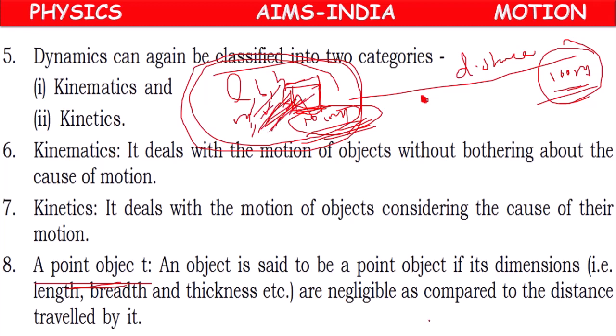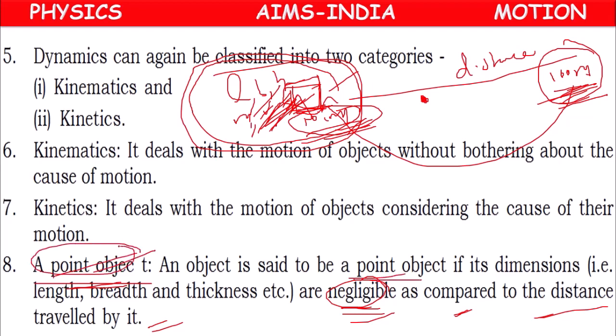If the dimensions of the object are negligible as compared to the distance traveled by it, or the measurement with which we are comparing, if the dimensions are very, very less or negligible, then this object is considered to be a point object.